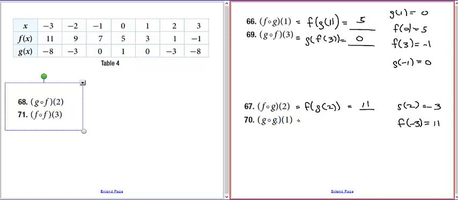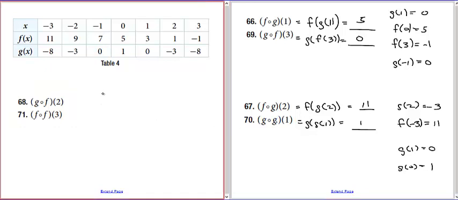Okay, next one is g of g of 1. So we do g of 1. Here's x, 1, g of 1 is 0. So then we do g of 0. So g of 0 is 1. So our answer is 1.